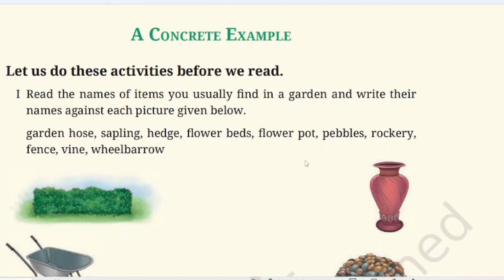Today we are going to deal with the second lesson, a concrete example. This is the second lesson of Unit 1, Wit and Wisdom of Class 8 Poorvi textbook, which is a new textbook. Before starting the lesson, let's see the activity. Here it is given, read the names of items you usually find in a garden and write their name against each picture given below. You see the words are given here.